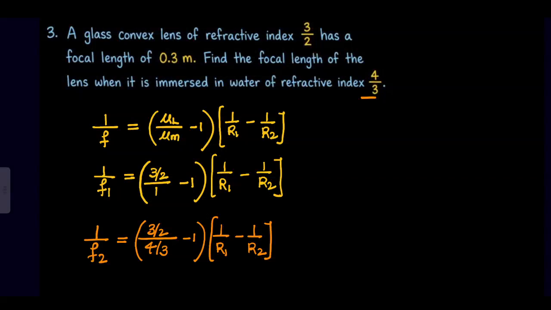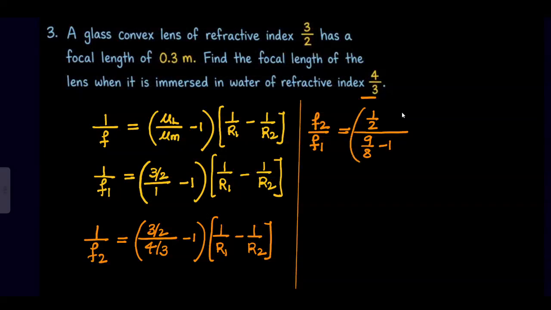And here f1 value is already given, we can substitute the f1 value also if you want. So now I'm taking the ratio between these two. If we take the ratio between these two, equation 1 by equation 2, then we'll get f2 by f1. f2 by f1 will come as what? Tell me now. 1 by 2 by how much will come here? This is 9 by 8, isn't it? So this is 9 by 8 minus 1, isn't it?